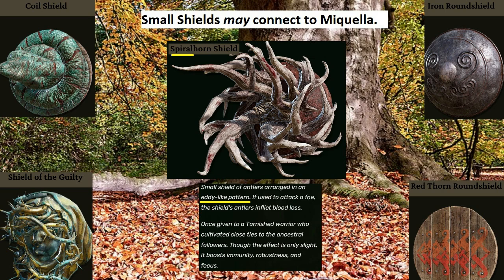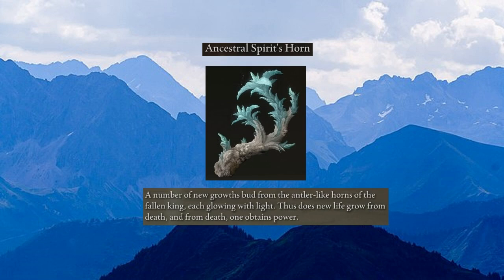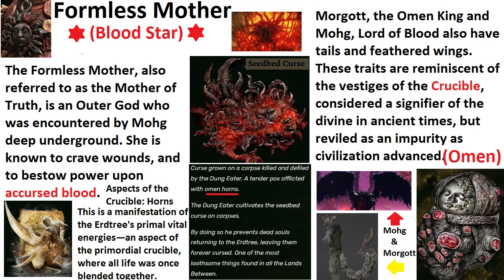The spiral horn shield is a small shield of antlers, arranged in an eddy-like pattern. If used to attack a foe, the shield's antlers inflict blood loss, once given to a Tarnished warrior who cultivated close ties with the ancestral followers, who believed in the power of rebirth through sacrifice. The crucible is associated with a red tint. This red tint could relate to blood sacrifice.